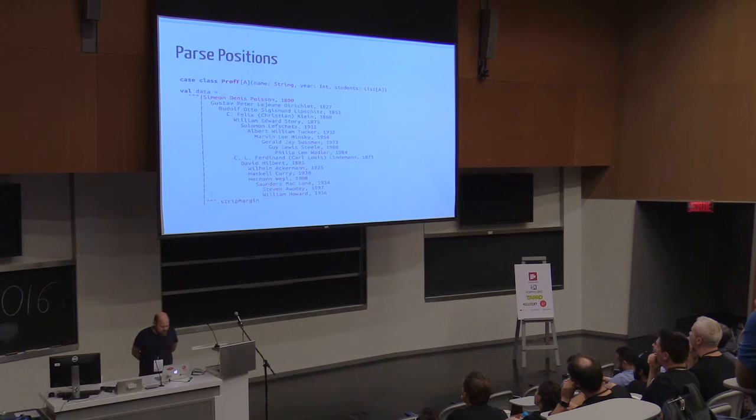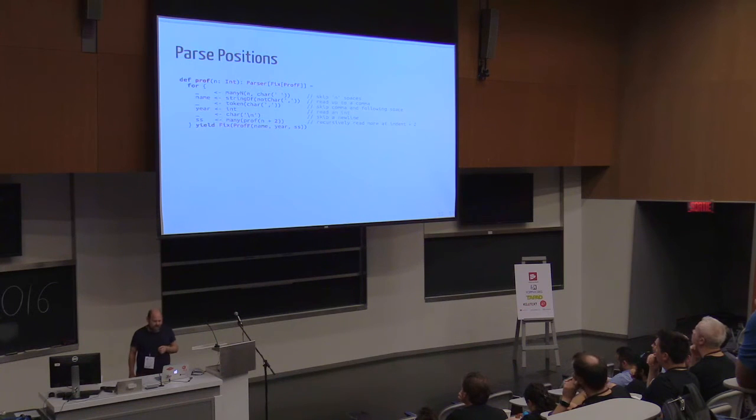Okay, so here is a big multi-line string that has a bunch of mathematicians, and the nesting is indicated by indentation. And what we want to do is parse this into our fixed point types. So here's one way to do it.